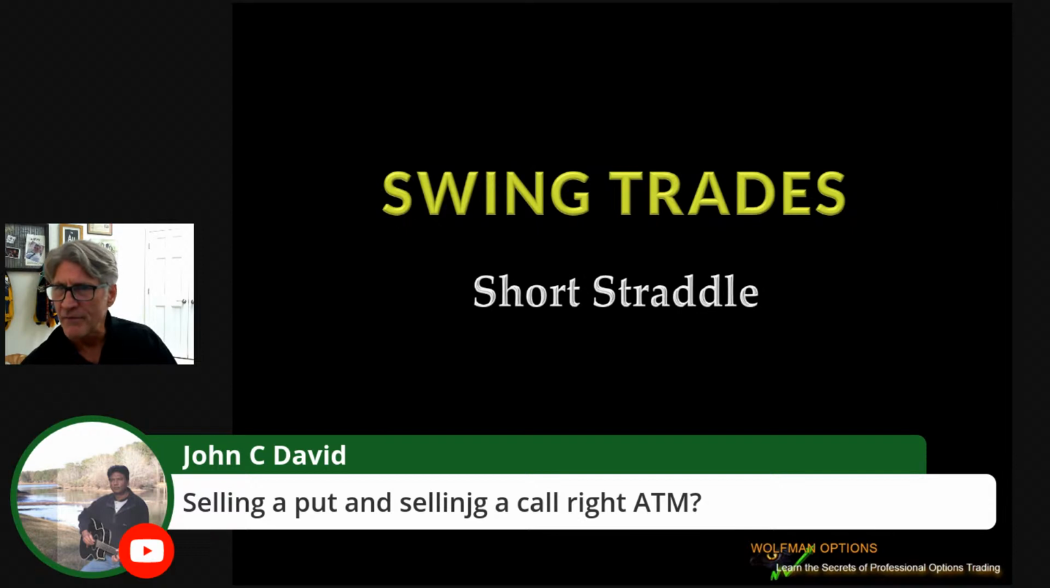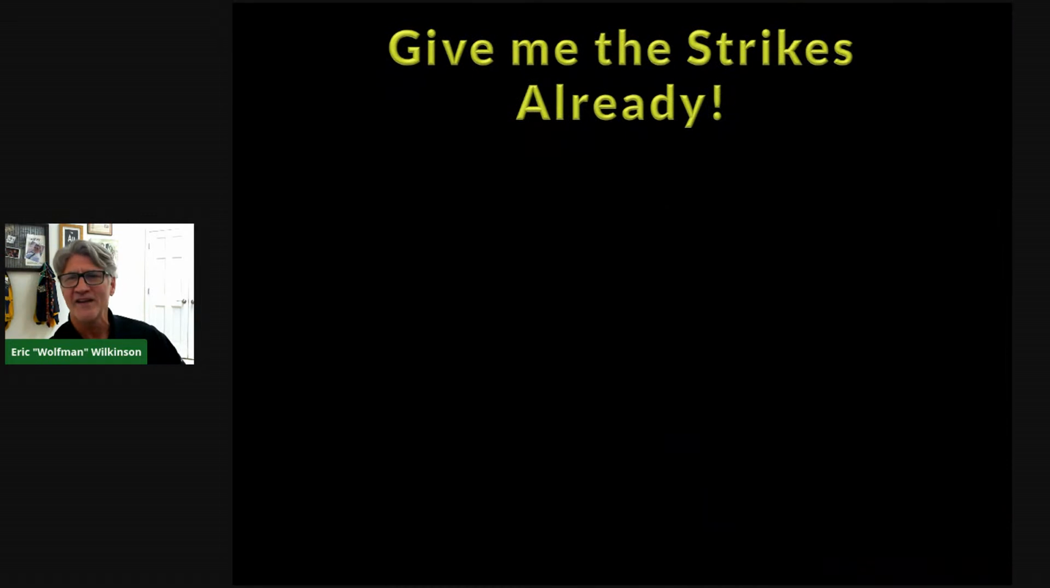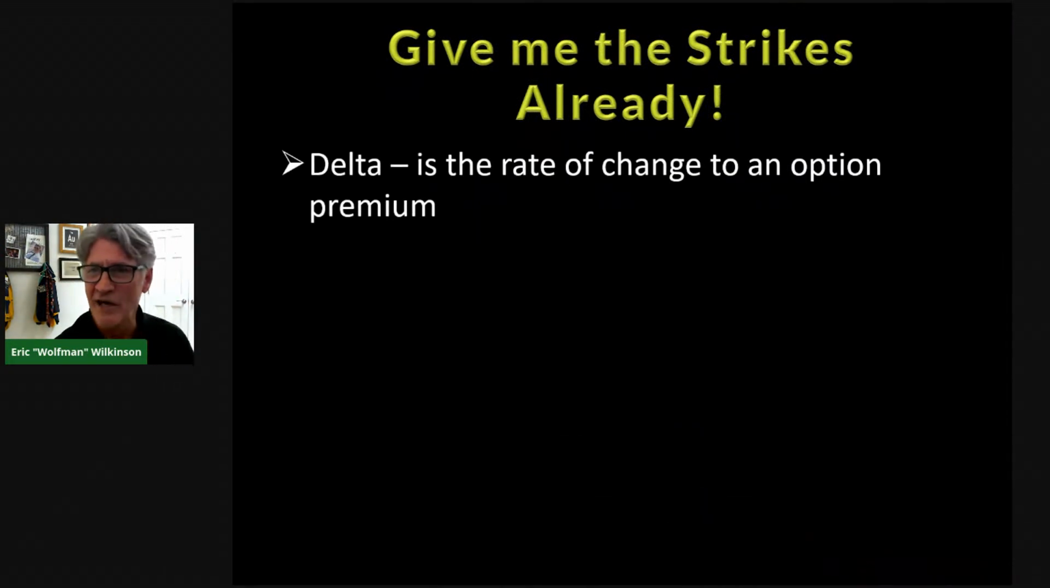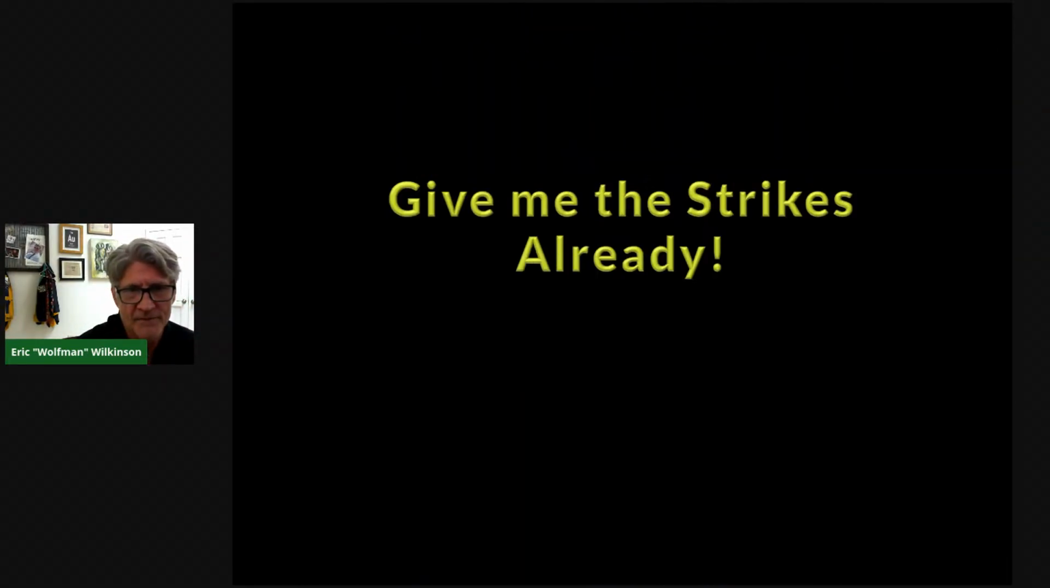What's this? Selling a put and a call at the money. Yes. As a matter of fact, you're getting a little ahead of me there, John David, but we are going to be talking about getting the strikes already. But first, let's talk about that delta, because that's what John David's talking about, selling the at the monies. The at the money options, those are a delta of 50.